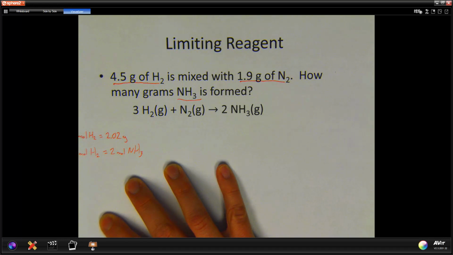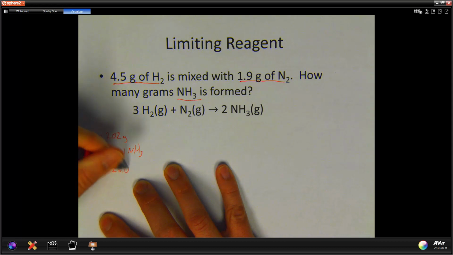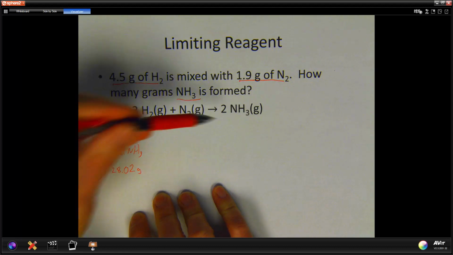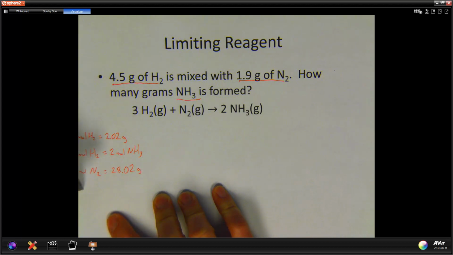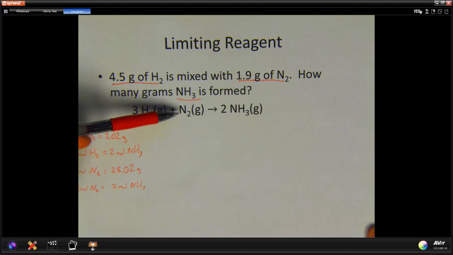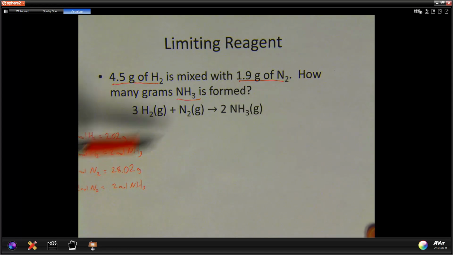And then for the NH3, actually before we get to that, we're going to do the same thing for the nitrogen. So 1 mole of N2 is equal to 28.02 grams. Again, we know how to do that from the periodic table. And then from the balanced equation, we have 1 mole of N2 is equal to 2 moles NH3. Now we're not showing the 1 here, but if we don't show anything, we assume there's a 1. So 1 here, and then the 2 there.